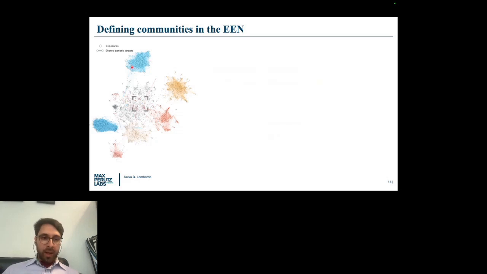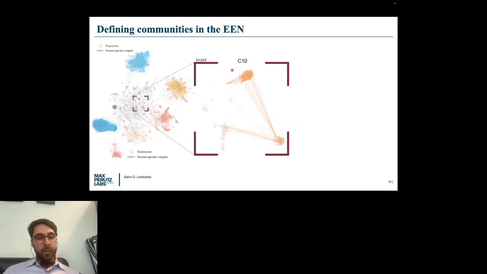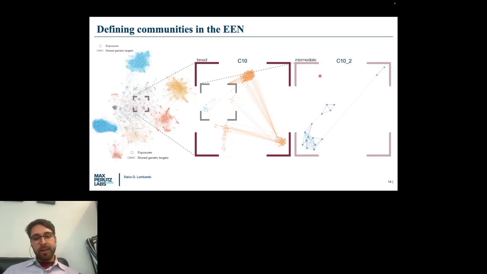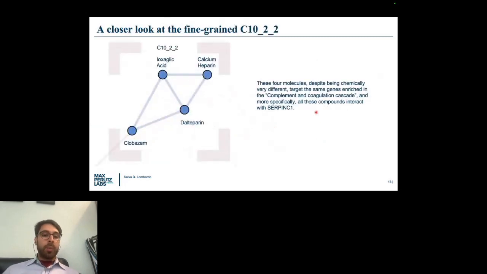So when we look at this network, we can zoom in on one of these communities, for example, community 10, and we call it a broad community. And within this community, we can identify different subcommunities based on the modularity of these exposures, how they are connected. And again, we can zoom in on one of these subcommunities and identify an intermediate level, and then again a fine-grained level. And by looking at this C1022, this community here for exposures, we can observe that these 4 exposures are fairly different chemically. They are very different.